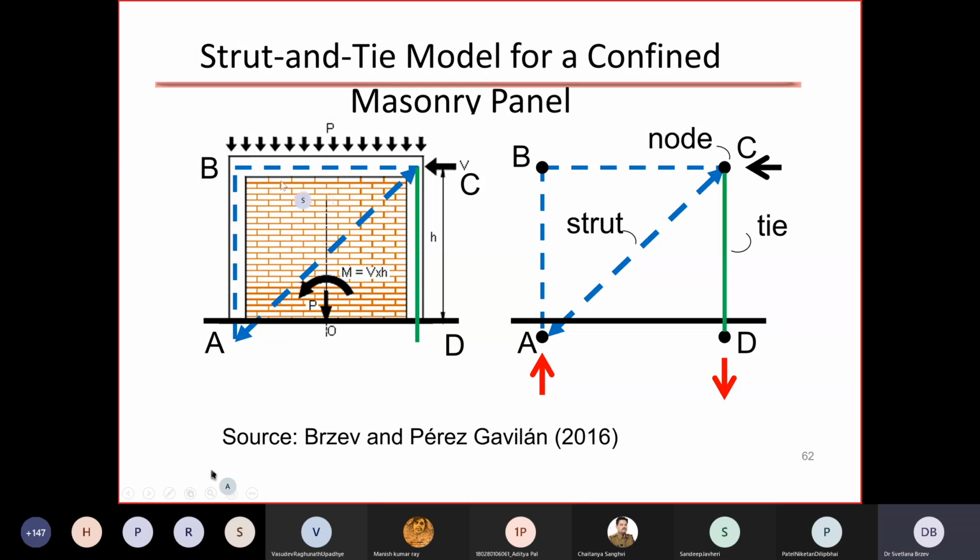Whereas the right-hand side tie column would be subjected to compression, and these compression elements are called struts. So in other words, reinforced concrete confining elements can be either struts or ties, depending on whether they're under tension or compression, while masonry wall will always be modeled as a strut, because masonry is assumed to only take compression.